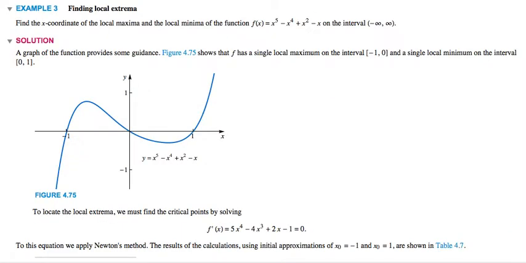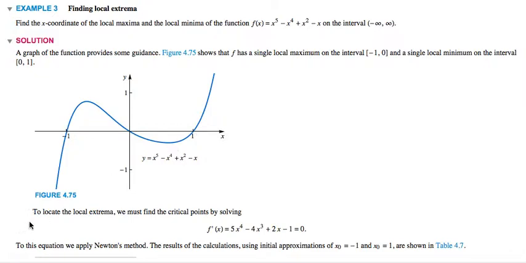Example 3 talks about finding local extrema, something that we've talked about previously. Here we want to find the x-coordinate of the local maximum and local minima of the function x to the fifth minus x to the fourth plus x squared minus x on the real number line. So we take a look at a preliminary graph, and we can see here that f has a single local maximum somewhere between -1 and 0, and a local minima somewhere between 0 and 1.